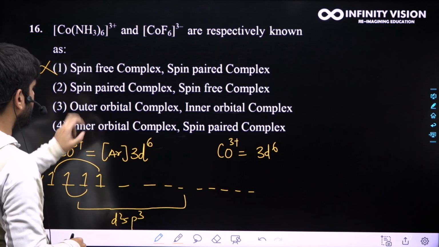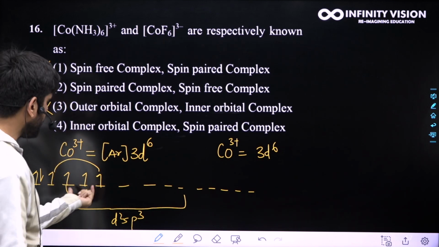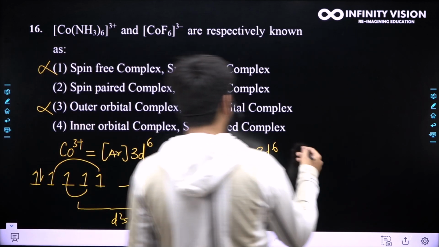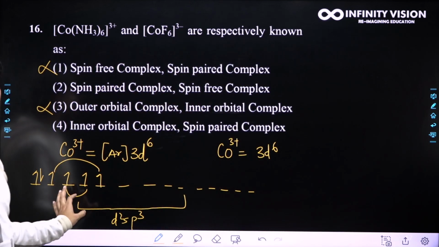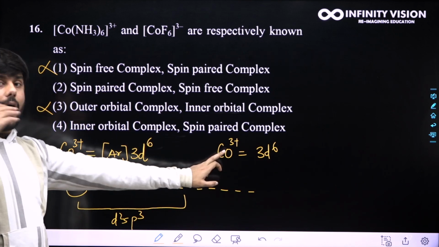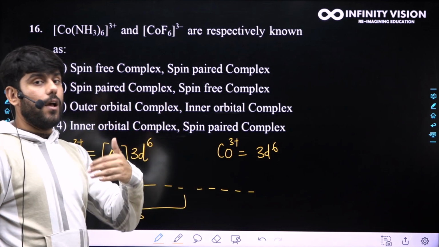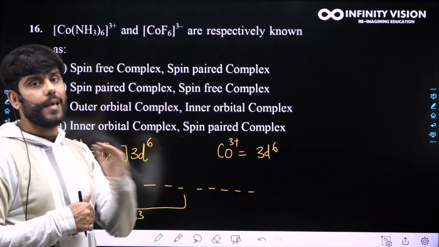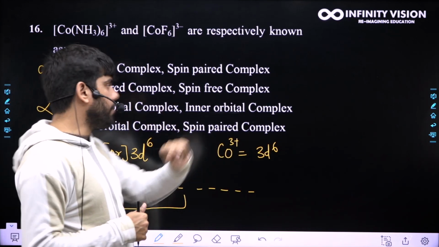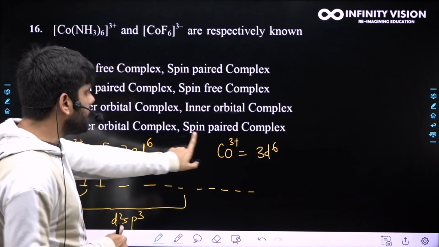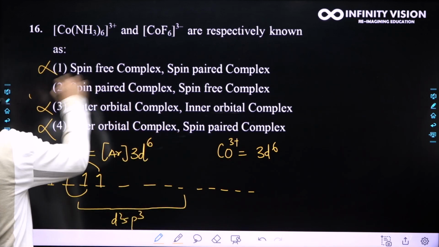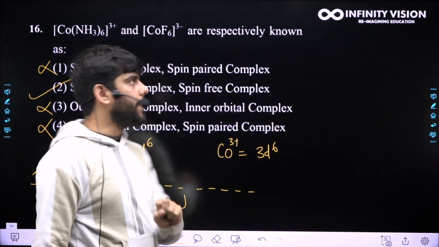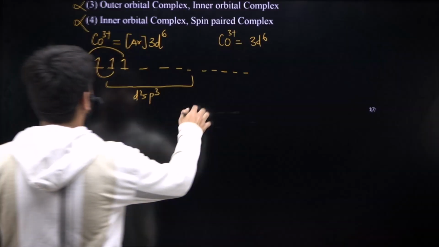So second may be the answer. Third, no, it is not outer orbital complex. We have utilized the inner d. So it is an inner orbital complex. And for this, we know the same scenario, but this time no pairing takes place. So this one is outer orbital complex because we will be taking into consideration the outer d, right? And the hybridization will be sp3d2, and it will be spin-free complex. So is it spin paired? No, this is spin free. So we have got the second answer. That is, first one is a spin paired complex, and the second one is a spin free complex. All right, let us move to the next question.